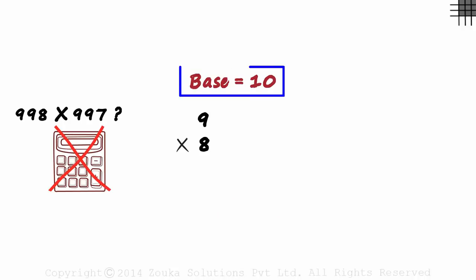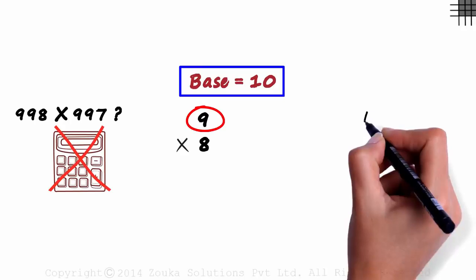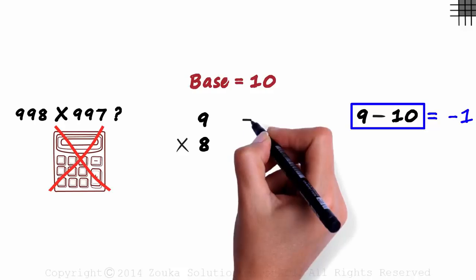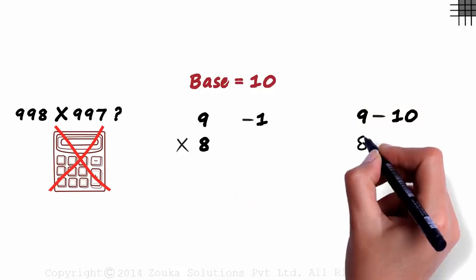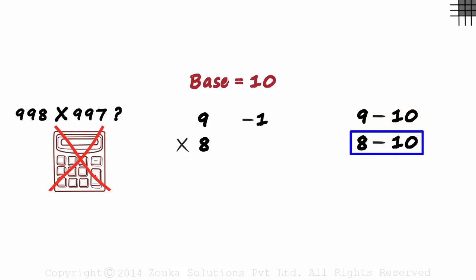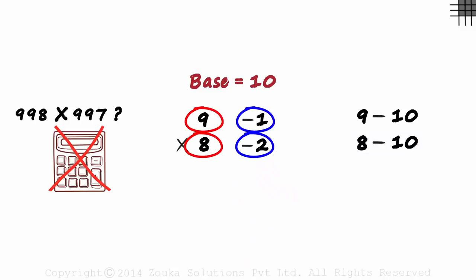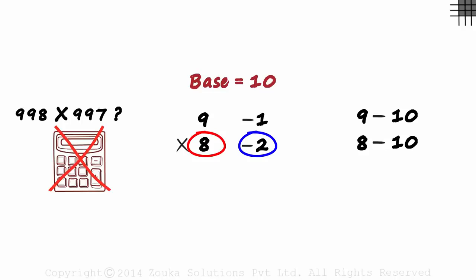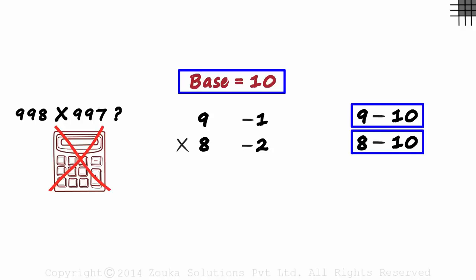First, we subtract the base from each of these numbers. Subtracting the base from the first number, we get 9 minus 10. That equals minus 1. We write it next to that number. Next would be 8 minus 10. That equals minus 2. These two numbers tell us how far these two numbers are from the base. 9 is minus 1 units away from the base, and 8 is minus 2 units away from the base. So the initial two steps: choose the base and subtract it from the numbers.